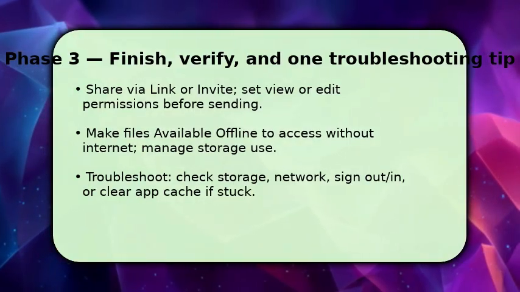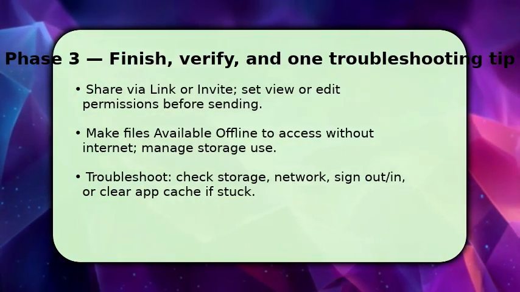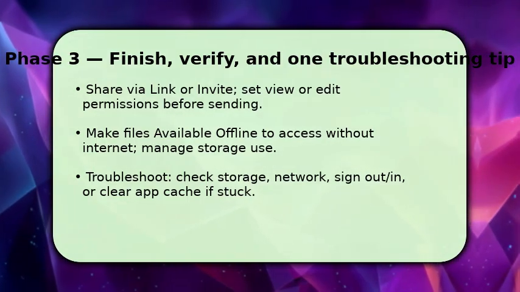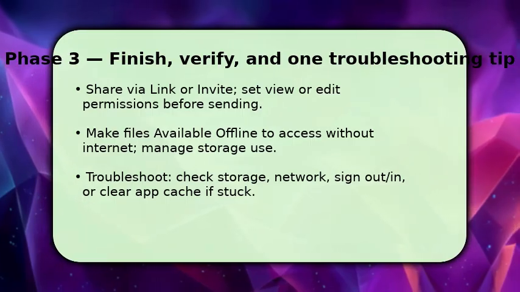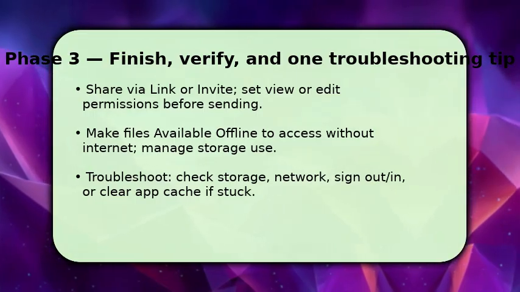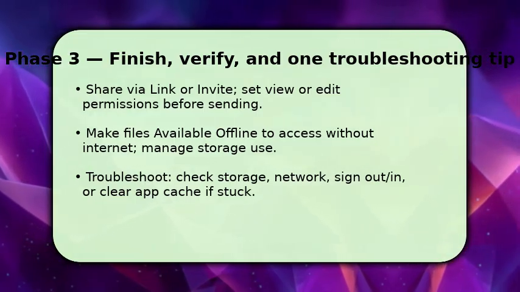To share, select a file, tap Share, then choose Send Link or Invite People. Set view or edit permissions so recipients can only do what you allow. If you need offline access, mark files available offline. This downloads them to your phone and preserves access without a connection.